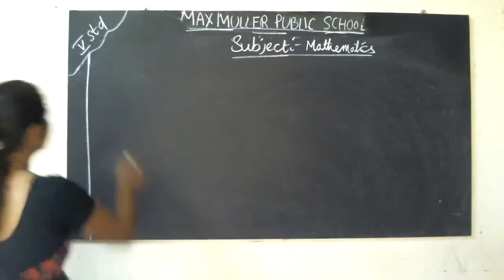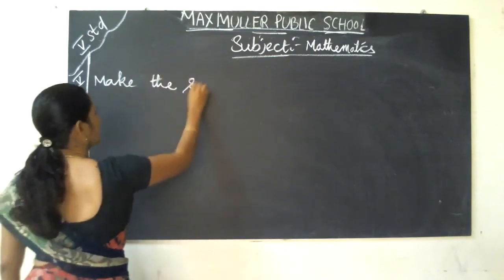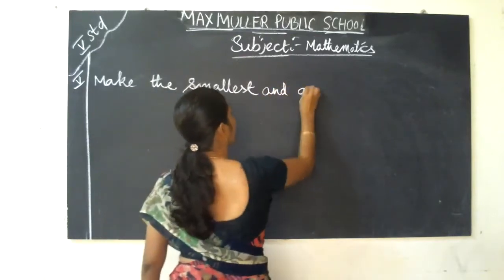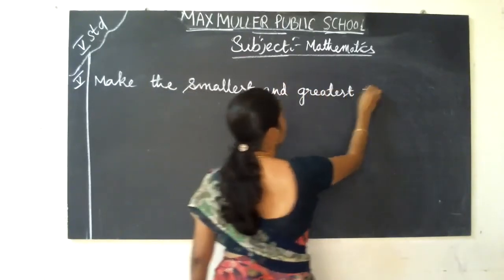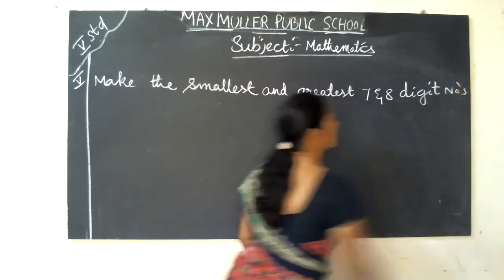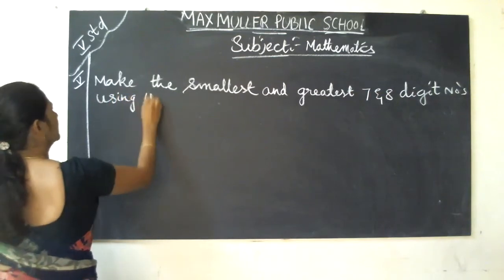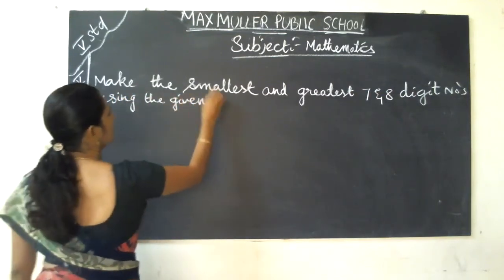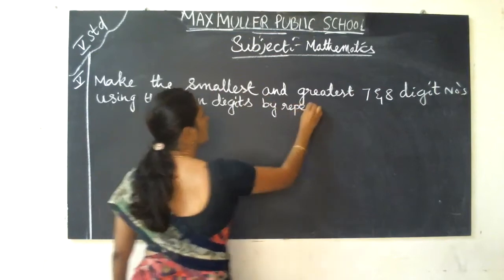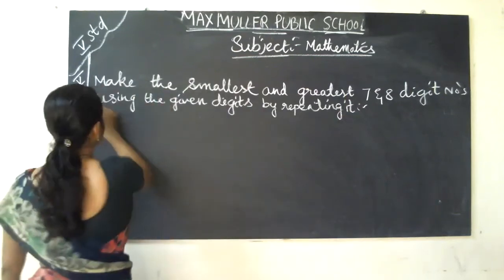Third, fourth, fifth. Make the smallest and greatest 7 and 8 digit numbers using the given digits by repeating them.